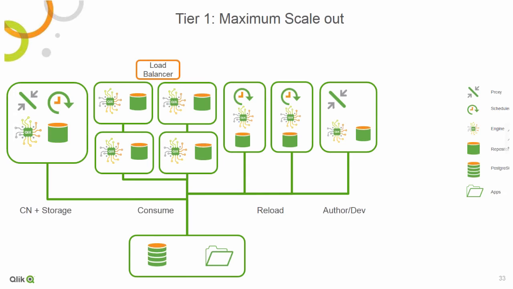Tier 1. This is the maximum scale out that R&D is recommending. And it's a little bit hard here, and I'll cover it in the next slide. But we have a lot going on here. We have 4 engines and proxies, a load balancer, 2 reload nodes, a development node, and then we have Postgres on a separate server and the apps on a separate server. The key distinction here, though, is not particularly obvious by the previous diagram, but here we have 8 engine nodes. We have 8 instances where there are engines.